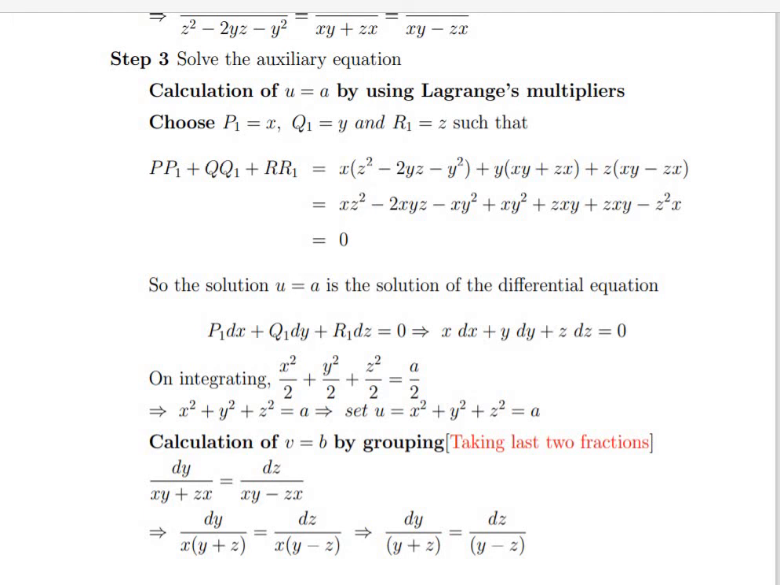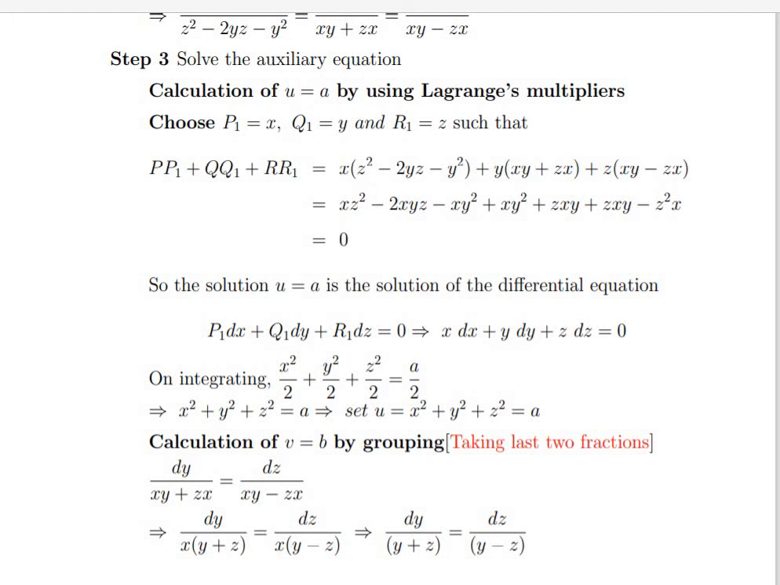Now on integrating that, we will get x square by 2 plus y square by 2 plus z square by 2 equal to a, which again gets simplified as x square plus y square plus z square equal to a, and we will set u equal to x square plus y square plus z square equal to a. Now for the calculation of v equal to b, we can directly use the method of grouping, because we can equate the last two fractions.